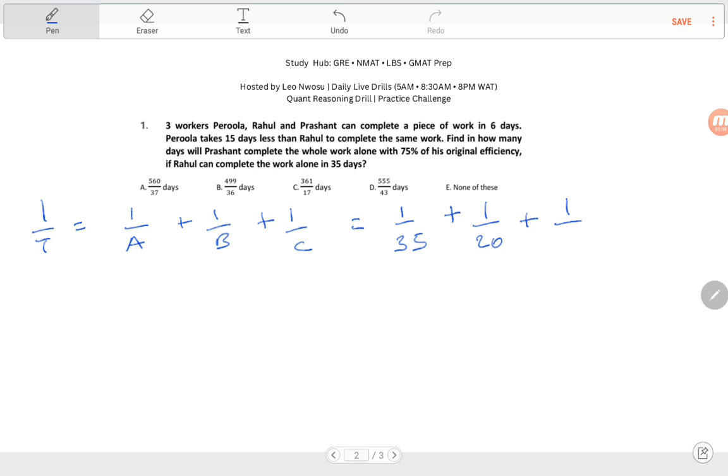But we are told that that one is working only 75%. Here, efficiency equals time. So efficiency here is in terms of capacity utilization. So C can utilize only 75% of his time. So we put T here.